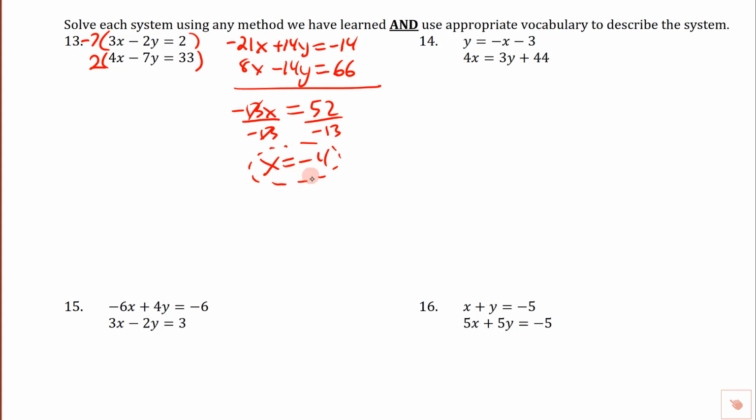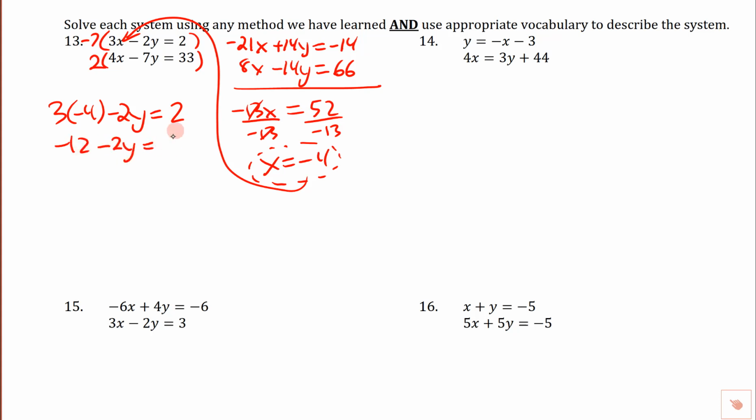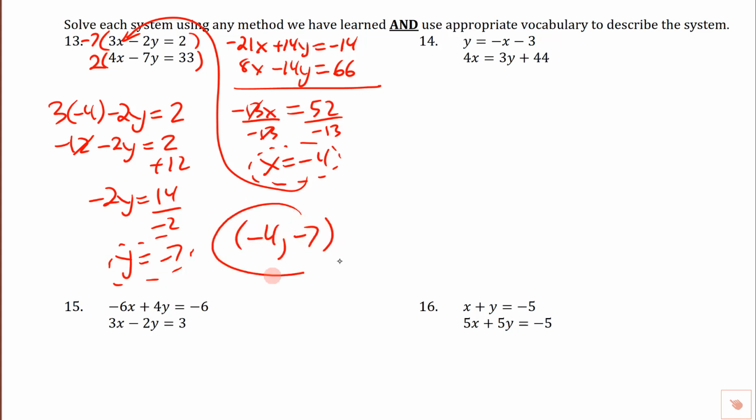And then I probably want to plug this one into, I would say, that very first one. Again, the smallest numbers, fewest number of negatives. So we've got an x value, and we're going to plug it in right there. So this is 3 times negative 4, and then minus 2y equals 2. So this is negative 12 minus 2y equals 2. Move this over, so we're going to add 12. So negative 2y equals 14. Divide by negative 2, and we get y equals negative 7. Okay, so we've got both values there, so we do negative 4 comma negative 7. Circle that and we're all set.